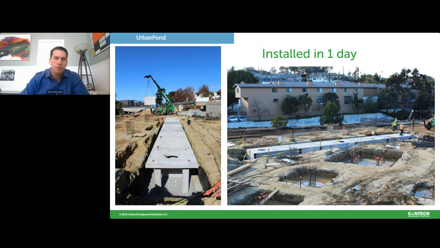Here are some site photos. On the left, you can see the narrow corridor that the UrbanPond modules fit into. Important details include the nearly vertical walls in the excavation pit, the infiltration openings on the floor of the base slab, and the manhole access directly above. On the right, you can see the nearly completed system with all walls and joint tape in place. It's now ready for backfill. This system was installed in one day.